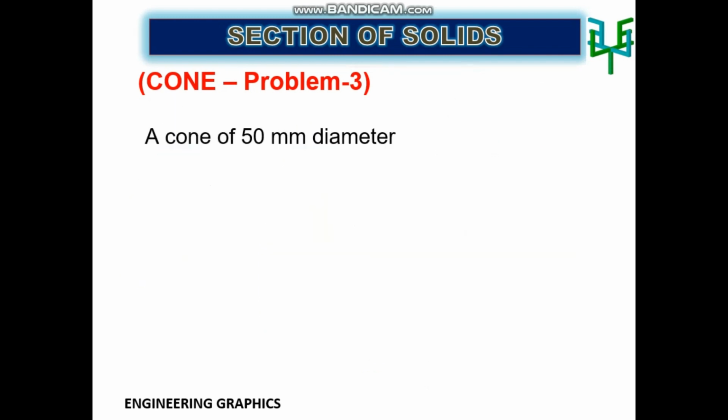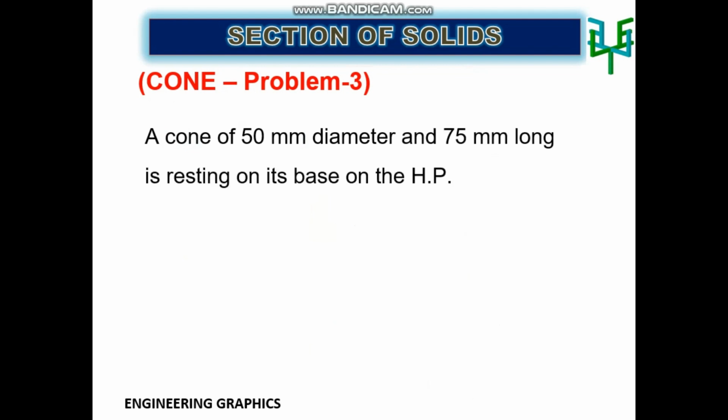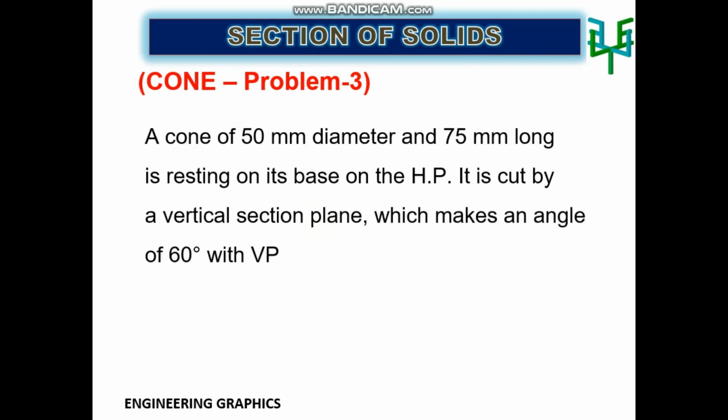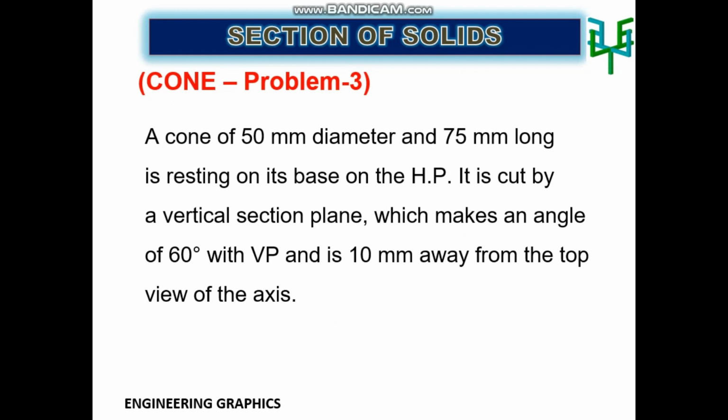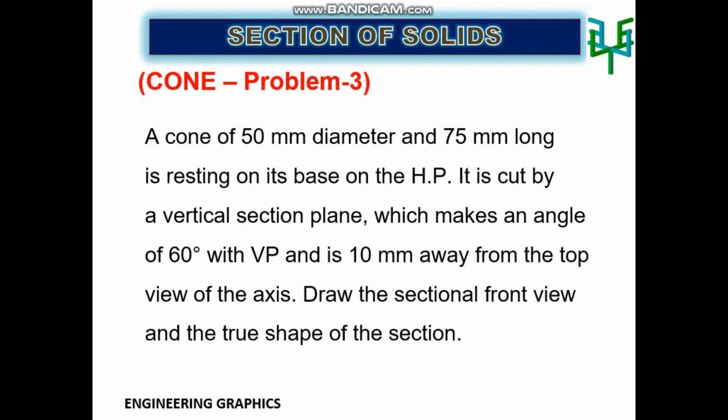A cone of 50 mm diameter and 75 mm long is resting on its base on the HP. It is cut by a sectional plane which makes an angle of 60 degrees with VP and is 10 mm away from the top view of the axis. Draw the sectional front view and the true shape of the section.